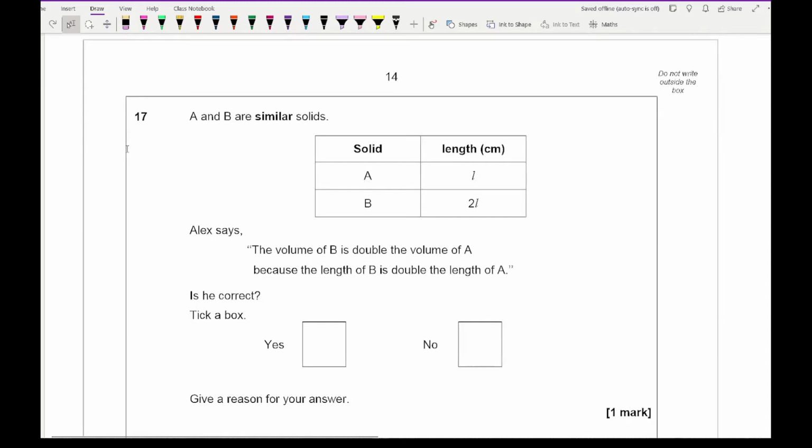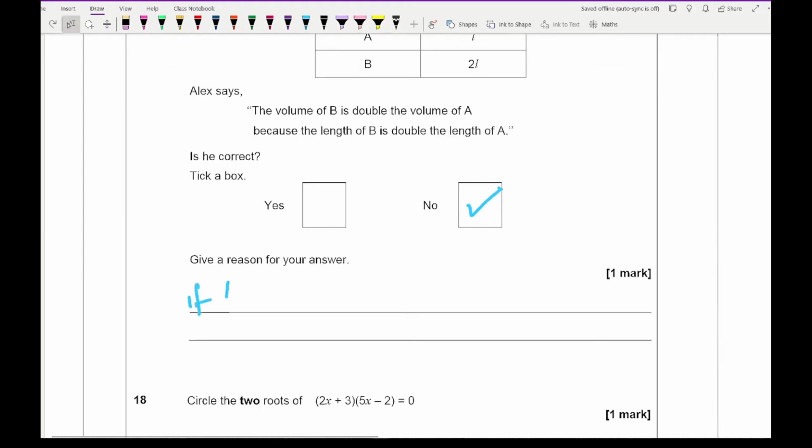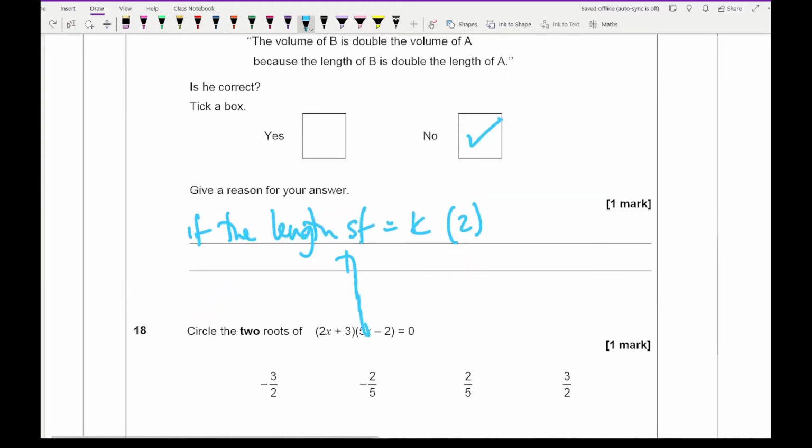Then with question 17, it says A and B are similar solids. Alex says that the volume of B is double the volume of A because the length of B is double the length of A. Is he correct? The box we need to tick is no. And the reason for that is if the length scale factor is k, or in this case 2, then the volume scale factor will be k cubed, therefore giving 8, not double.